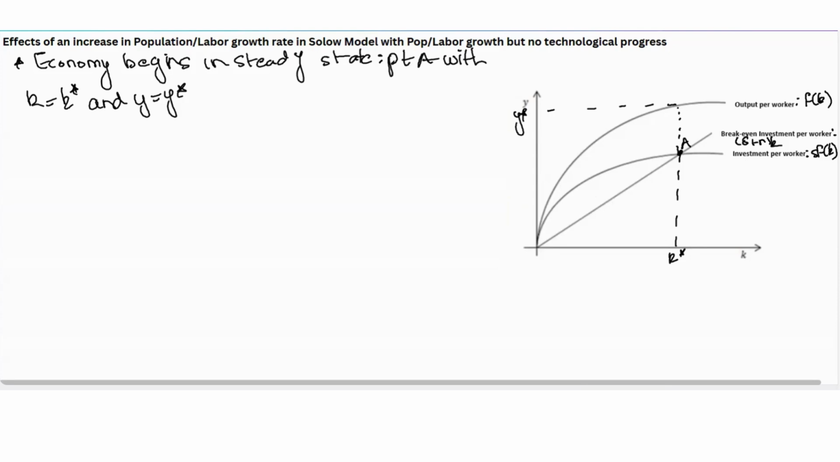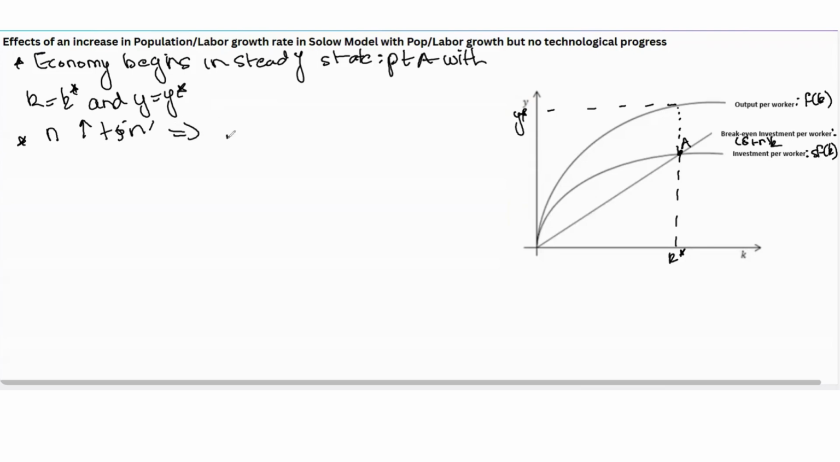Right, so now let's say n increases to n prime. Here n appears in our break-even investment per worker line, and this break-even investment per worker we know is delta plus n times small k. Small k is capital per worker, delta is the rate of depreciation, n is our population labor growth rate. So we're saying this population labor growth rate increases to n prime.